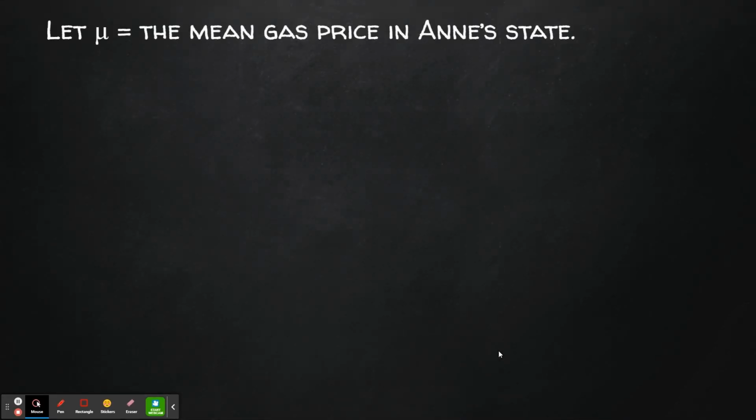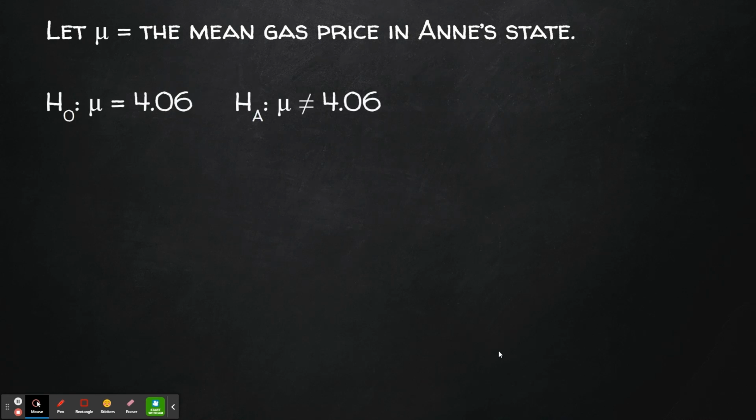Well, first off, if we're going to run a significance test, we want to go ahead and define the parameter that we are going to be investigating, which is mu equals the mean gas price. The null hypothesis is that mu equals $4.06, and the alternative is that mu does not equal $4.06. Next, we would name the procedure. This is a one-sample t-test for mu.